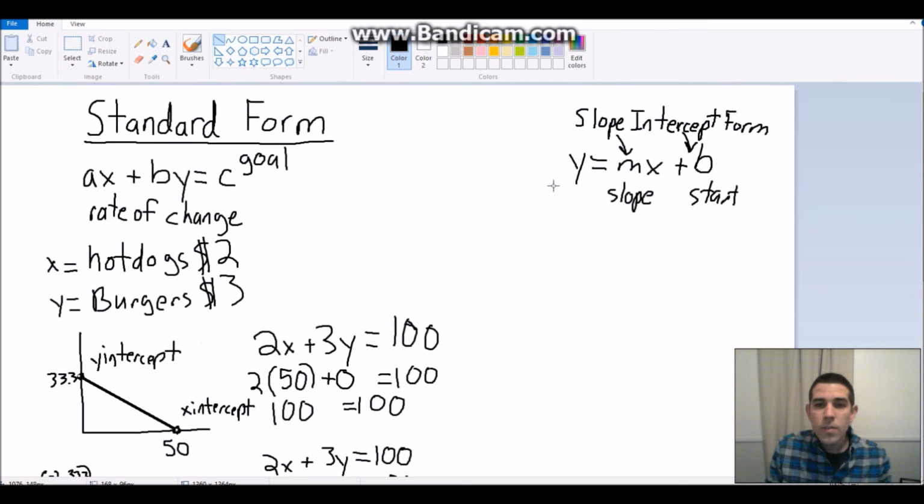We now have two different forms to work with in class, and we spent a lot of time on slope-intercept form, but we're going to start seeing standard form as well. And our goal is to know which one to use and being able to graph and solve for both of them. Well, that's it, and I'll see you in class.